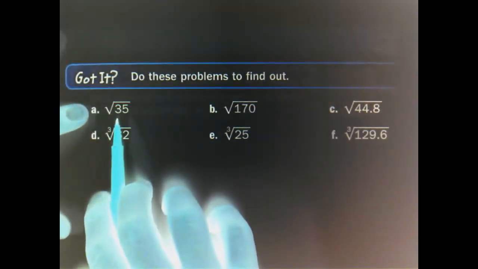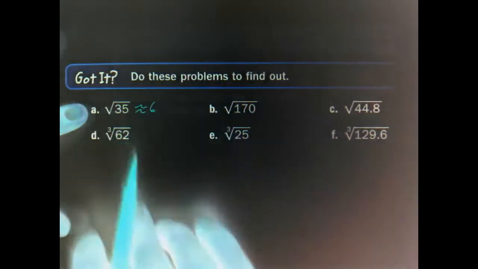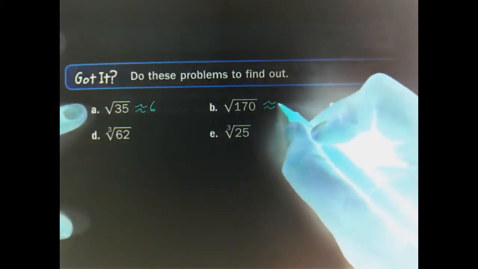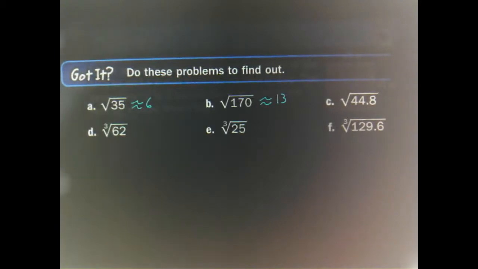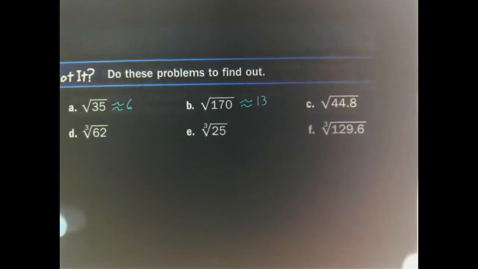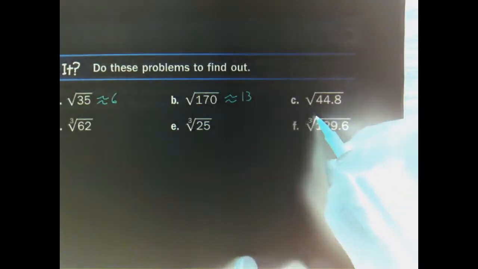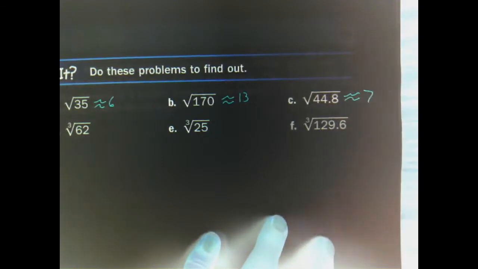If we take a look at the square root of 35, we know this should be approximately 6, since the square root of 36 is 6, so 35 is close. B should be approximately 13 because the square root of 169 is 13, so the square root of 170 is close. C, 44.8 is very close to 49, and the square root of 49 is 7. So this is approximately 7.